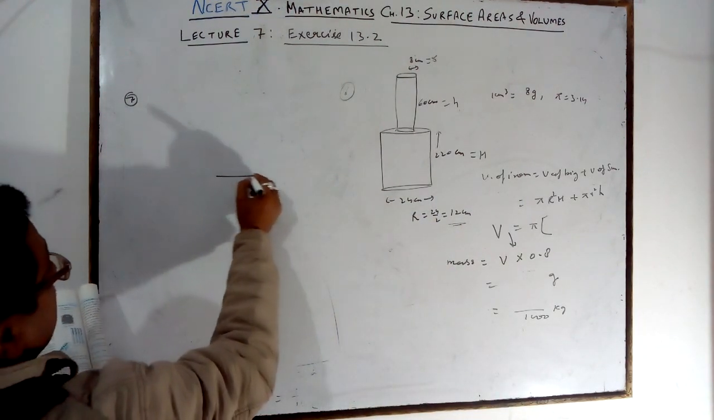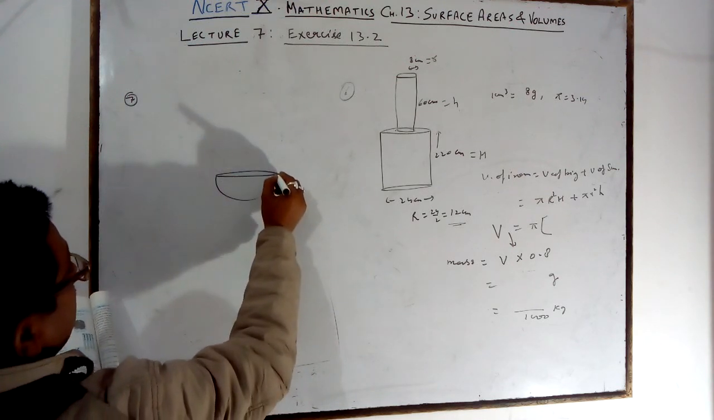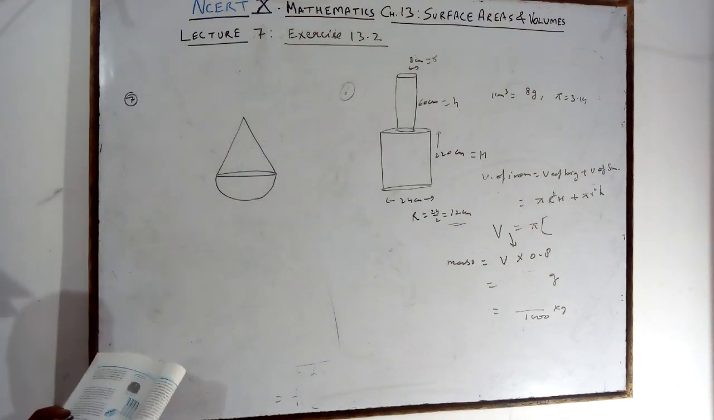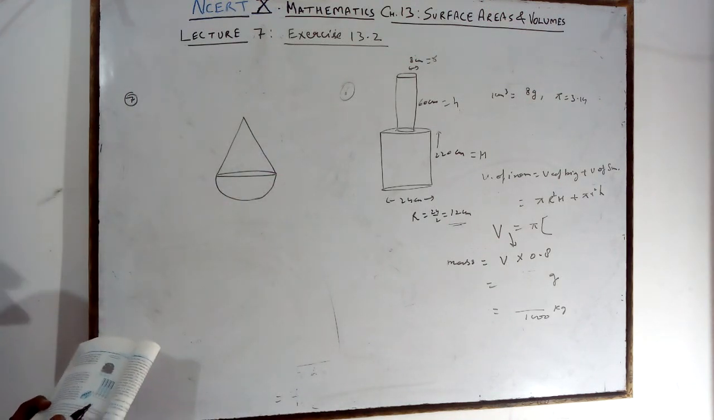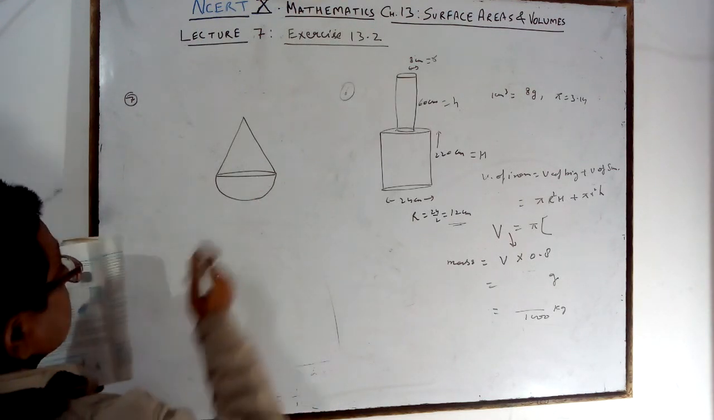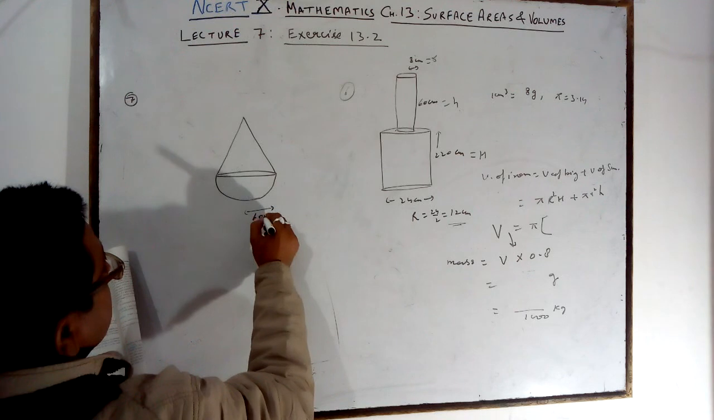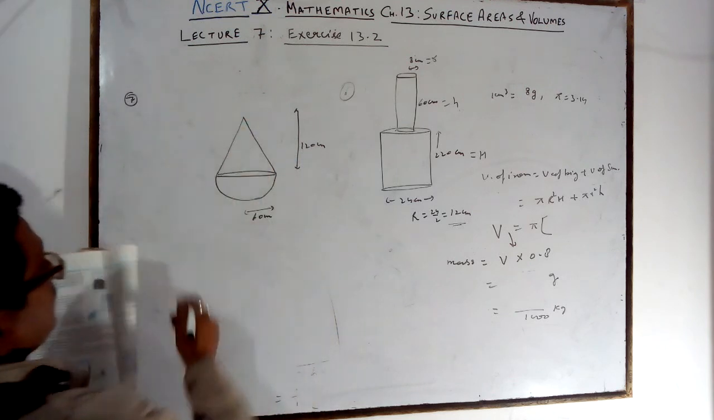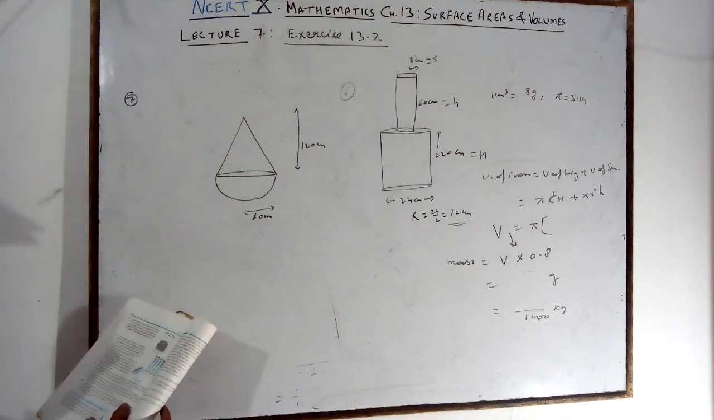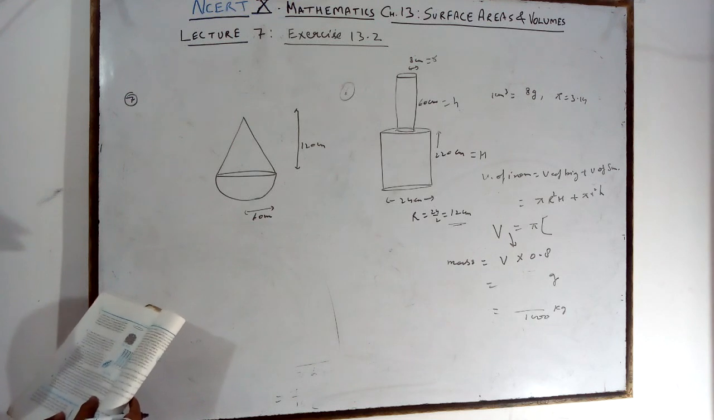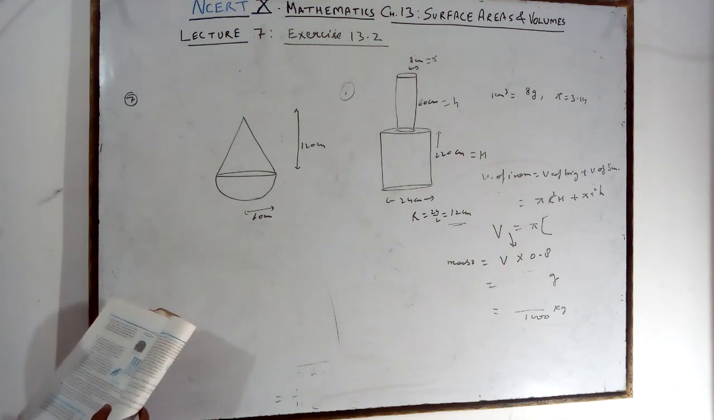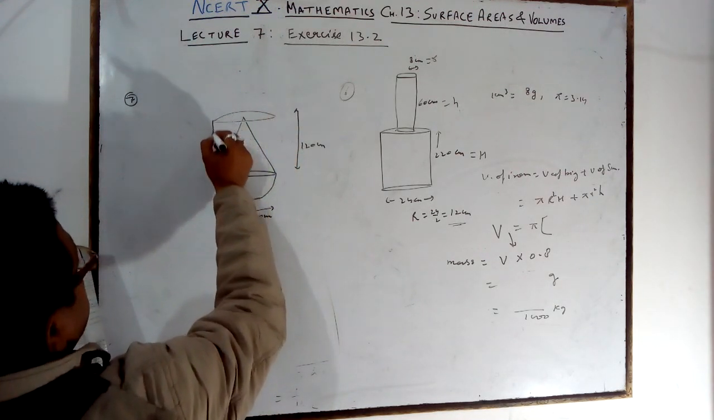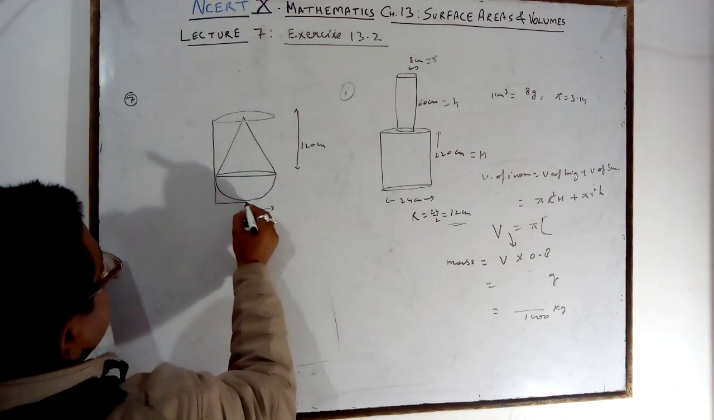A solid standing on a hemisphere of radius 60 centimeter, and the height of the cone is 120 centimeter. It is standing on the hemisphere and placed upright in a right circular cylinder full of water such that it touches the bottom. You are now putting this in a cylinder.